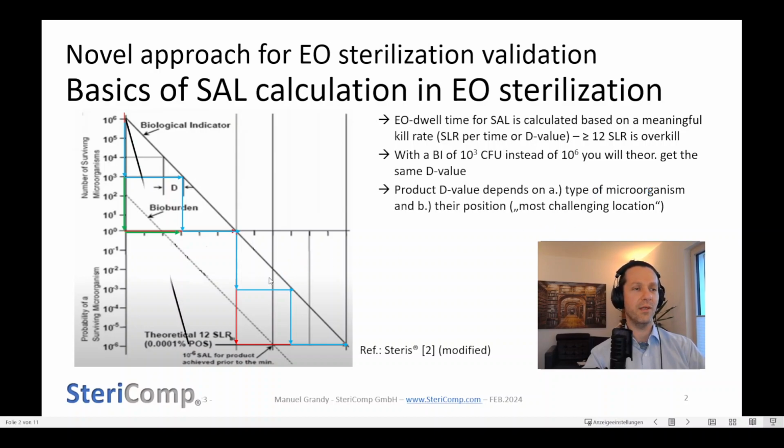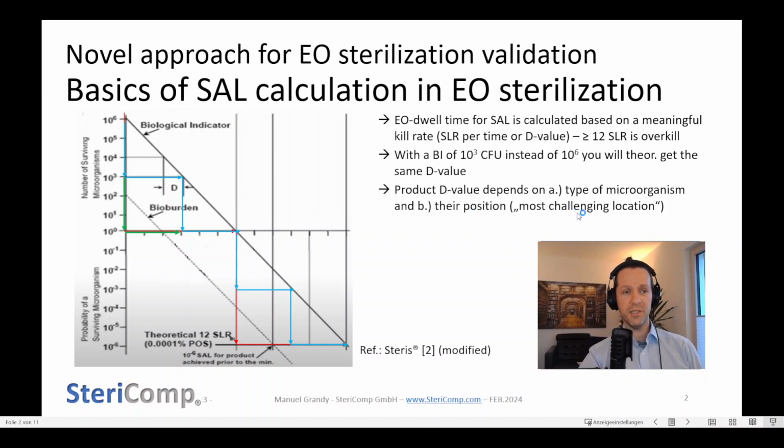So if you change it, so you keep this BI at the most challenging location, which in this case would obviously be inside of the inner volume of that device, and you change the Bacillus atrophaeus to a much less resistant microorganism type, then this would lead to a much lower D value, of course.